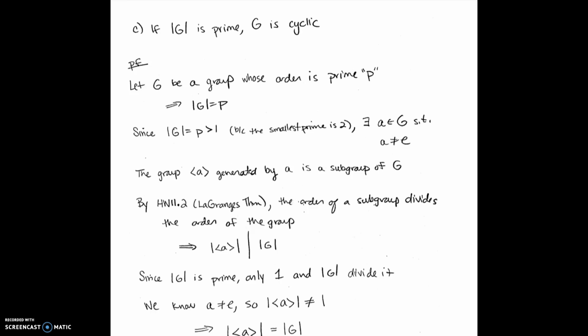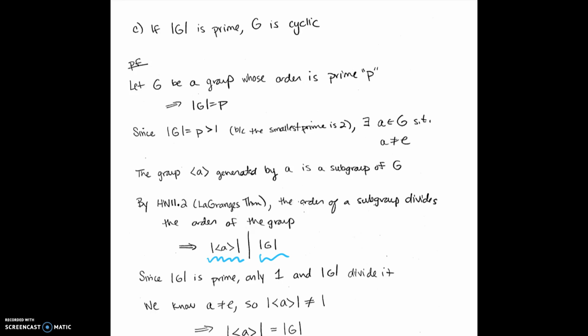So, as we've proven in homeworks past, the cyclic group generated by A is a subgroup of G. So, by homework 11.2, also known as Lagrange's theorem, the order of a subgroup divides the order of the group. So we know that the order of the cyclic group generated by A divides the order of G.